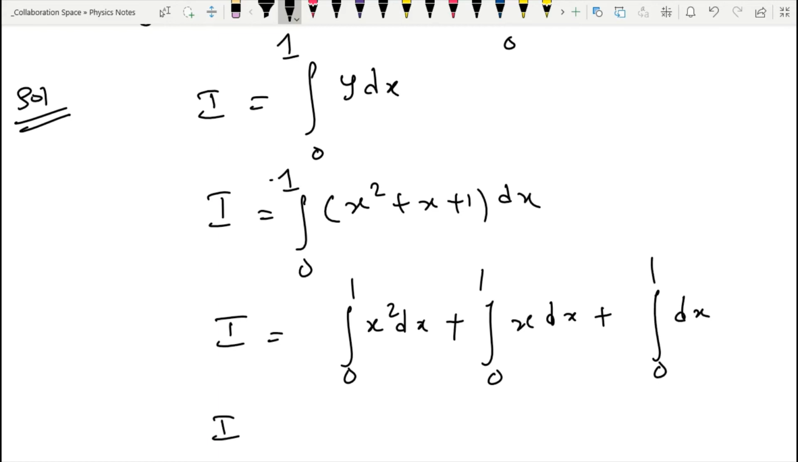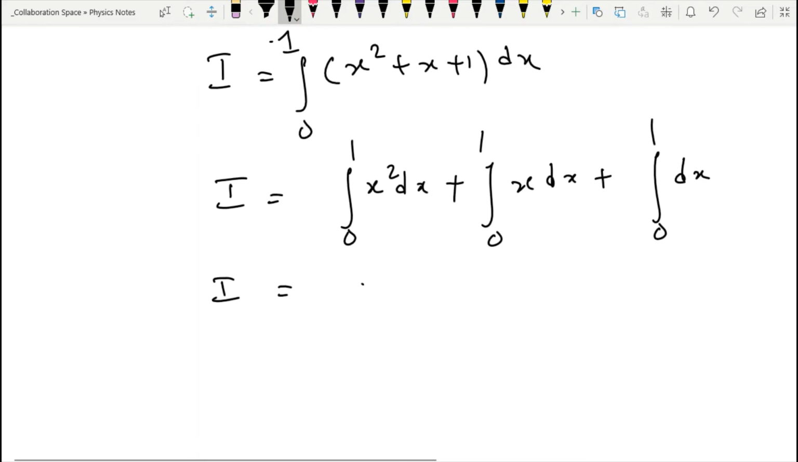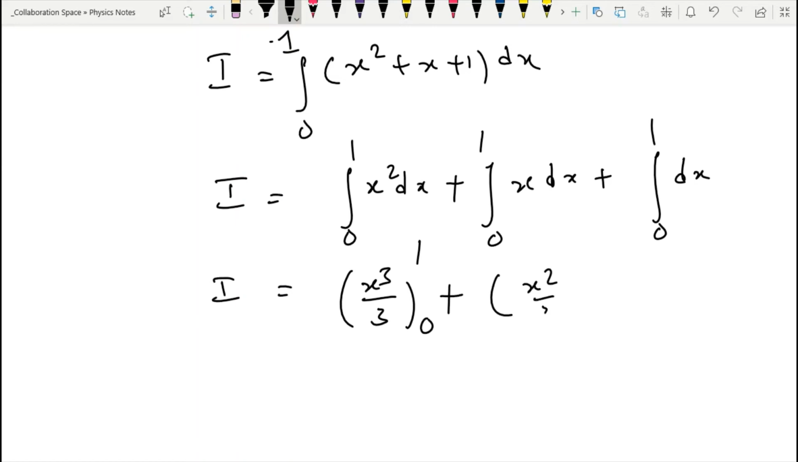What is the value of integration 0 to 1 x square dx? The integration of x square is x cube by 3. You have to apply the limits 1 to 0. Then again you have to integrate this: x square by 2, apply the limits 1 to 0. Integration of dx is x, apply limits 1 to 0.